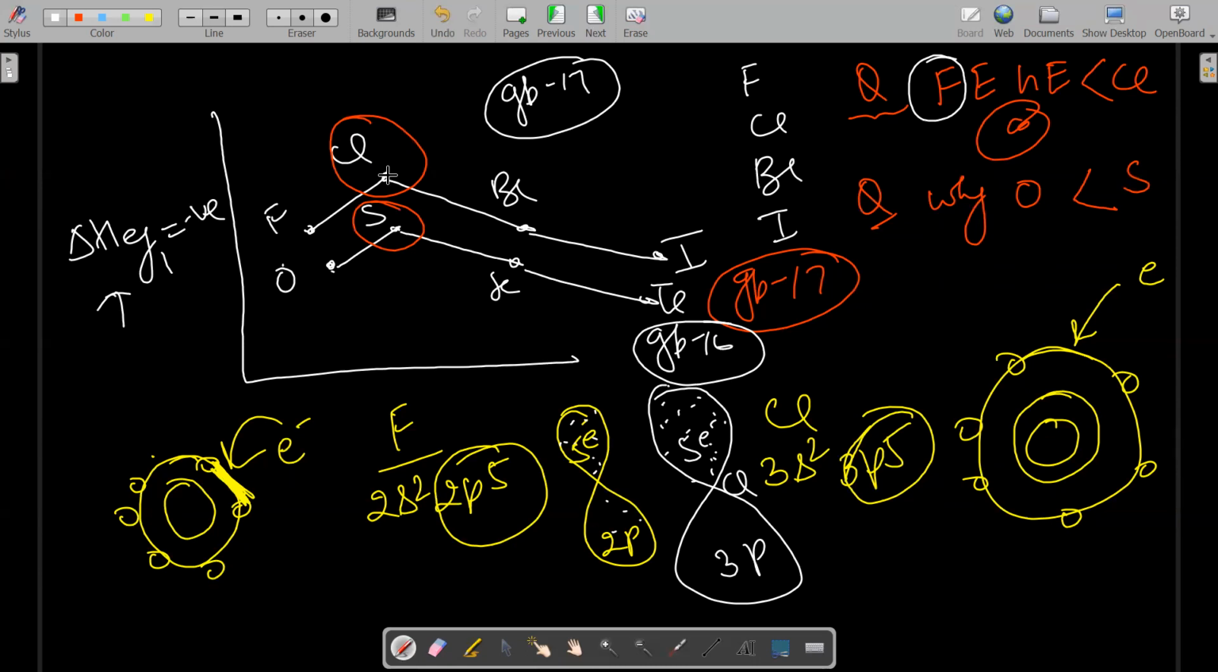So what is the reason for this? Because fluorine is very small in size, and due to the small size, inter-electronic repulsion occurs. And due to repulsion, some energy has to be provided, and hence electron gain enthalpy becomes less negative as compared to chlorine. You can see it diagrammatically also.